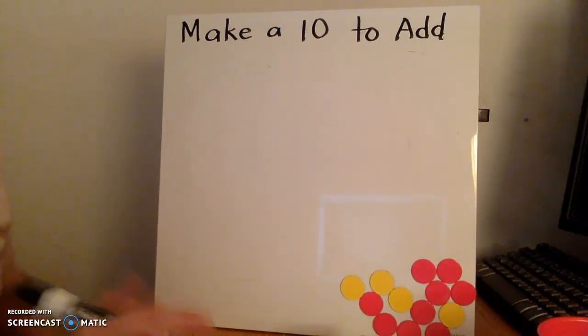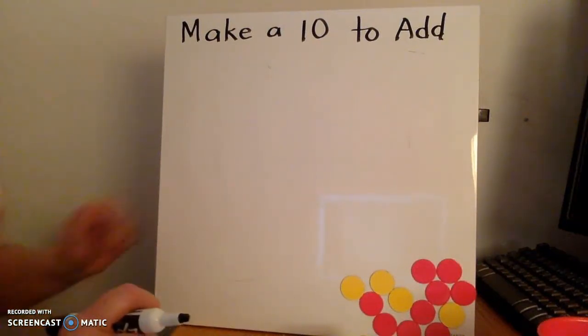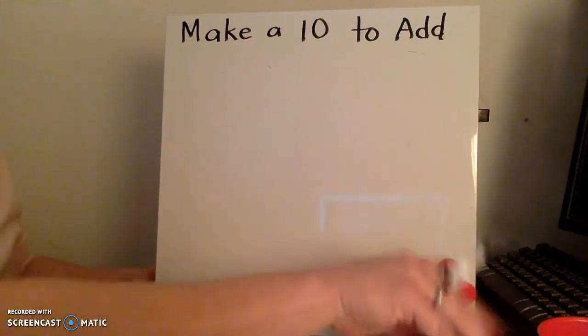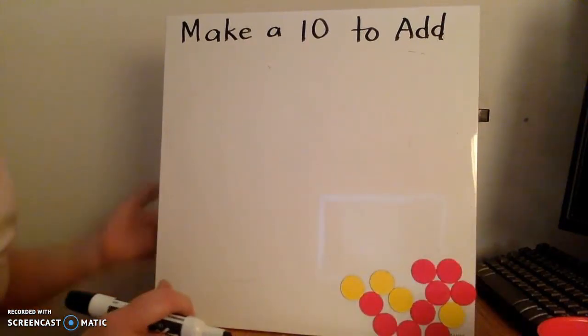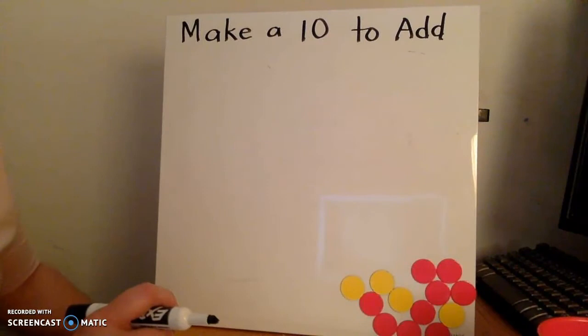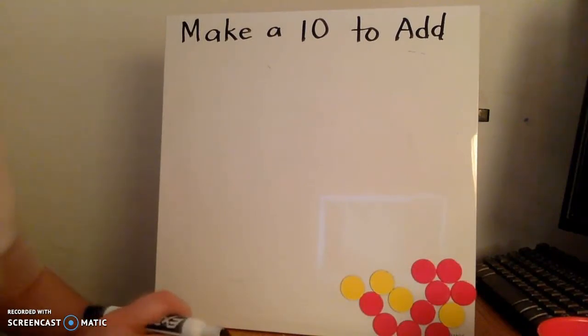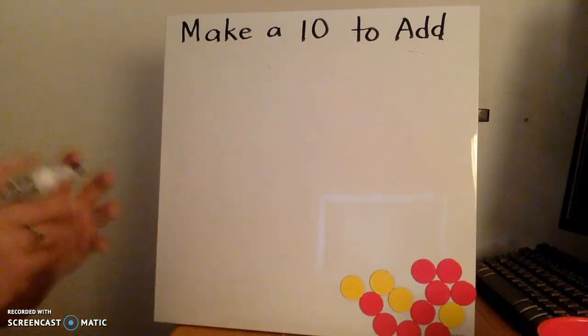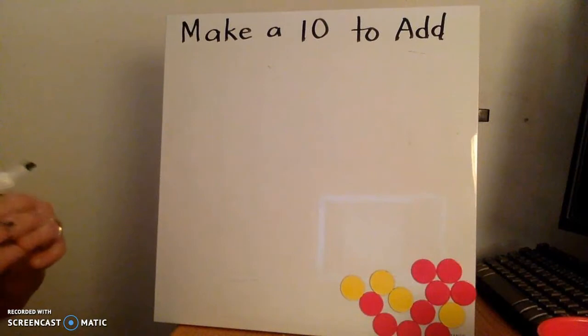We have a little construction going on in the background, so try to ignore that if you can. I'm going to talk to you today about something we've talked about a little bit before. Making a 10 to add is our learning goal today. We know that the most important number in first grade is 10, because 10 is a great number. It's easy to add on to.